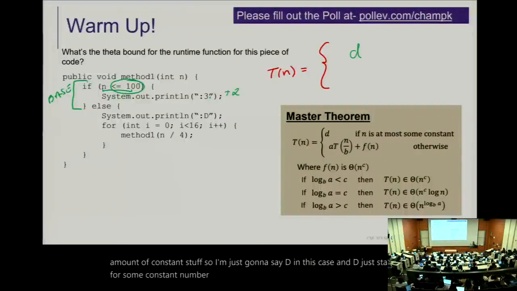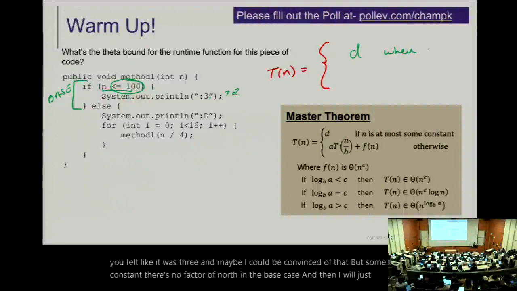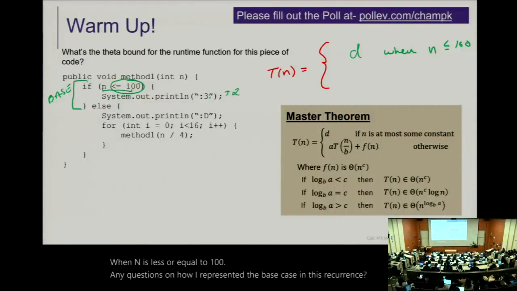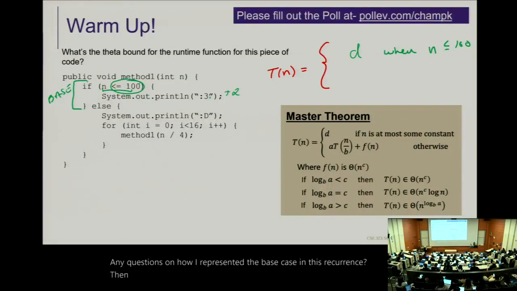Maybe you wrote 2. Maybe you wrote 1. Maybe you felt like it was 3. And maybe I could be convinced of that. But some constant. There's no factor of n in the base case. And then I will just say when n is less than or equal to 100. Any questions on how I represented the base case in this recurrence? Then we kind of move on to the recursive case.